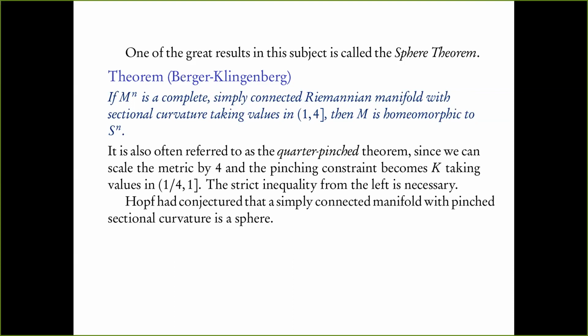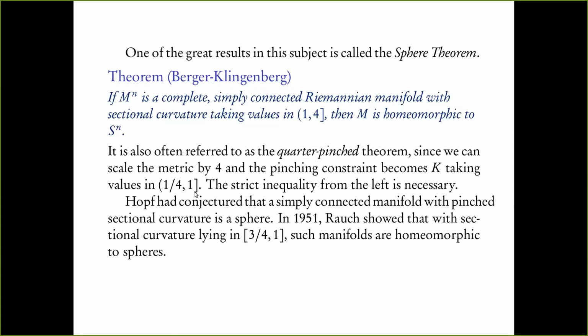Okay, so the short history is that Hopf had actually conjectured that a simply connected manifold with pinching, as this is called, right? Because you're saying it can go from 1 to 1/4. So how far can you go, I mean, what would be the smallest that you can go from 1/4 and still prove the theorem? So Hopf had conjectured that a simply connected manifold with pinched sectional curvature is a sphere. Okay, meaning that the sectional curvature lies in some (a, 1).